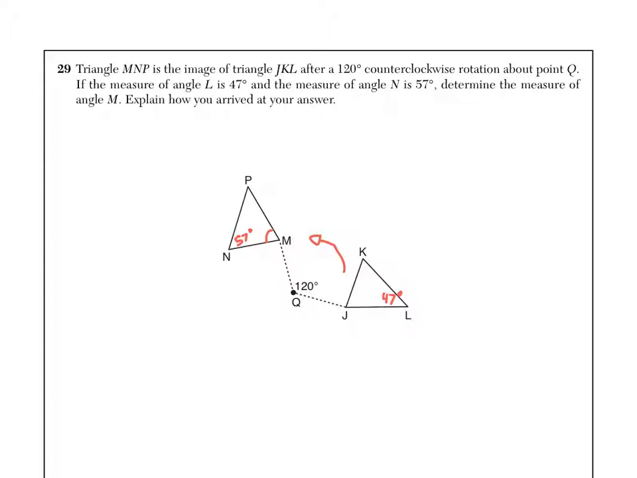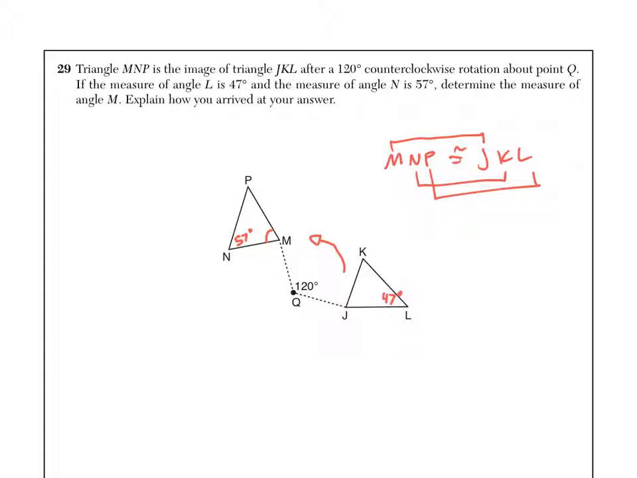Well, all you had to do was this. You had to know that rigid motions produce congruent figures, and that if we have two triangles, MNP is congruent to JKL. Remember, it's a rigid motion, so I know these two are congruent to map onto each other. I know M is congruent to J, N is congruent to K, and P is congruent to L. Remember, order of the letters, that's really important.